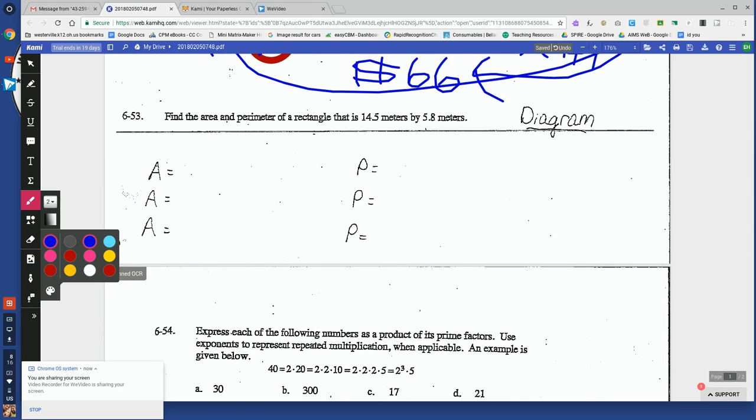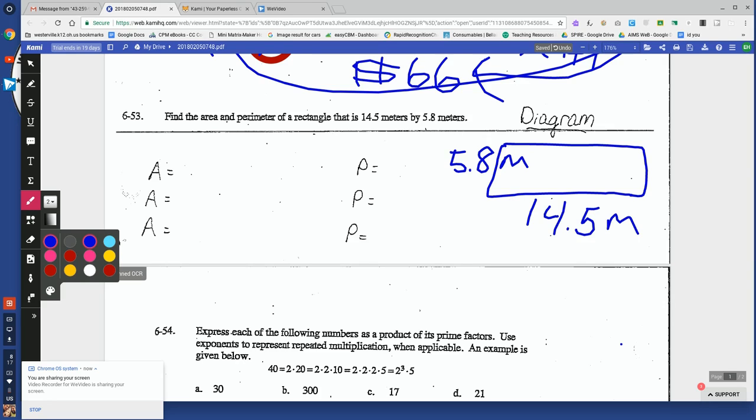653, find the area and perimeter of a rectangle that is 14.5 by 5.8. So again, I'll do my best to draw a rectangle here. Short side should be 5.8 meters. Long side here should be 14.5 meters. So again, we got length times width for our rectangle. So we have 5.8 times 14.5.